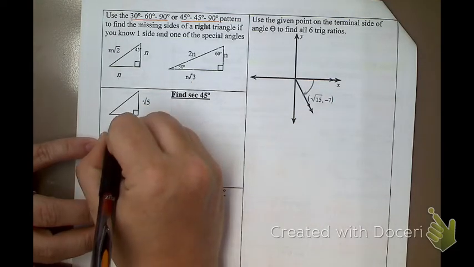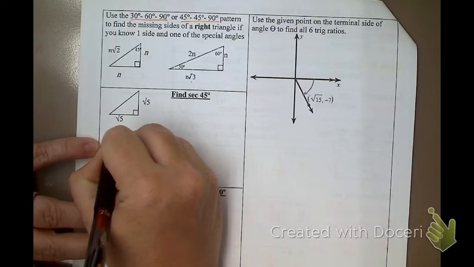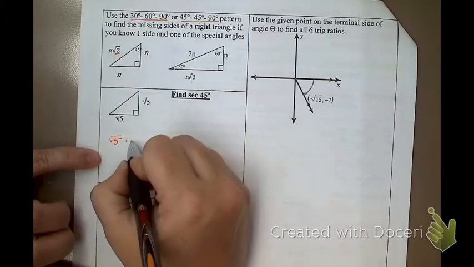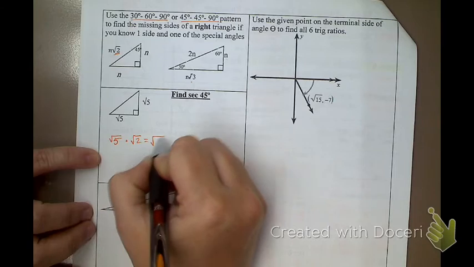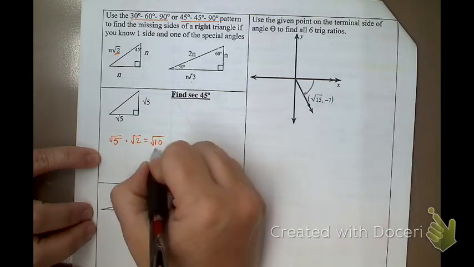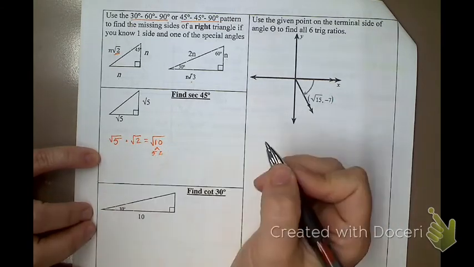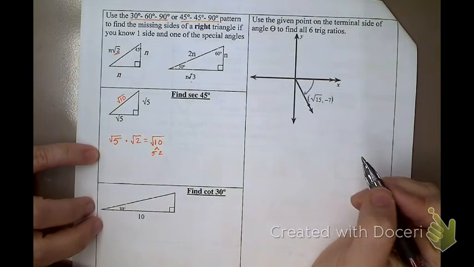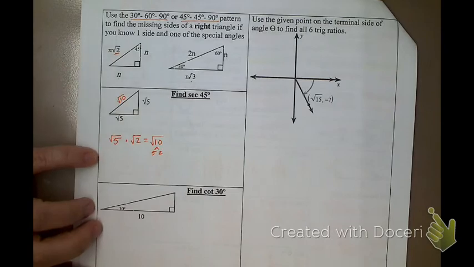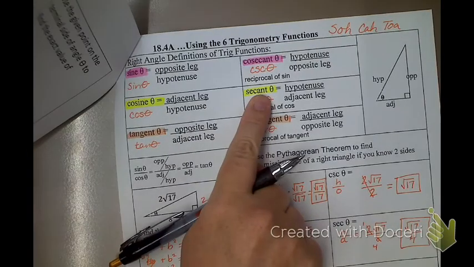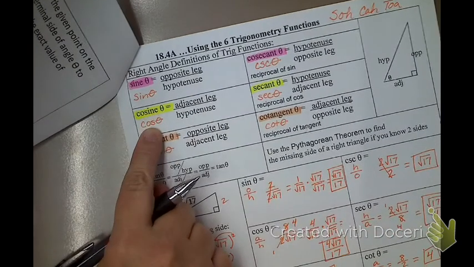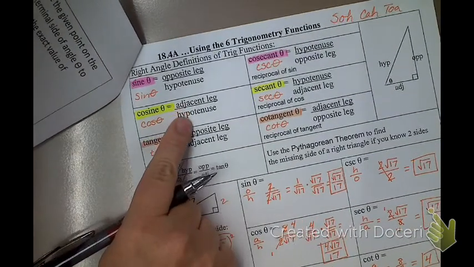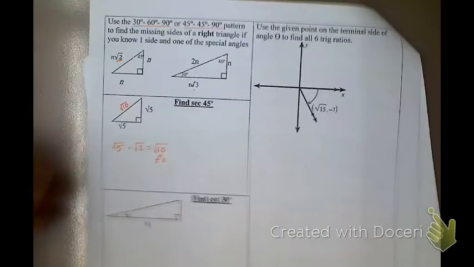Well, if I take a leg and I multiply it by rad 2, that gives me rad 10. And if I try and draw a tree for that, there's no pairs that can come out, so I'm just going to call it rad 10. Now it's asking for secant. I know that secant, from the other side, is the reciprocal of cosine. So if I can find the cosine, adjacent over hypotenuse, all I got to do is flip it.